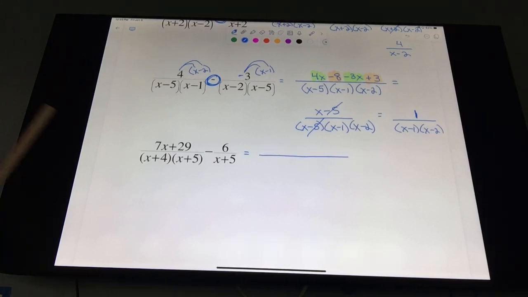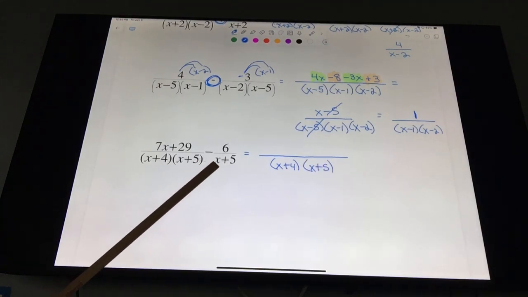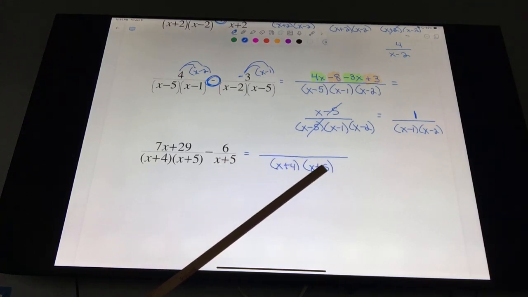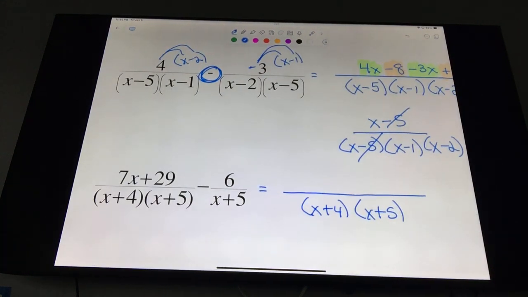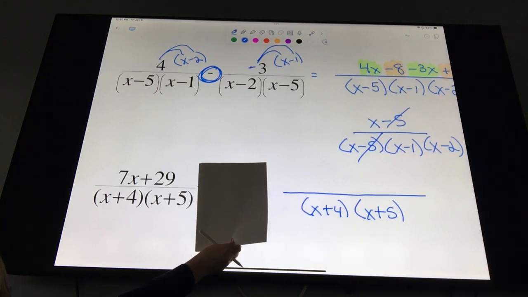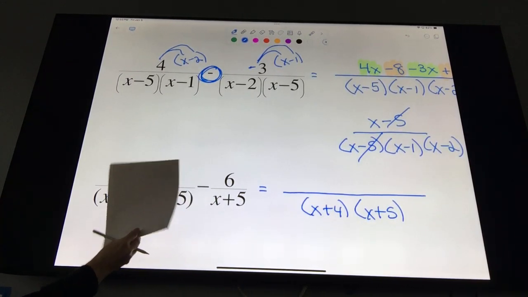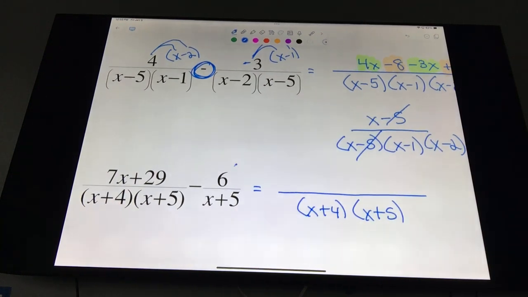Okay, last one. Common denominator, start on the left. I need x plus 4. I need x plus 5. Jumping to the second denominator, I already have the x plus 5, so don't write it again. So let's compare. First denominator is missing nothing. They look exactly the same. Second denominator is missing the x plus 4. So I multiply through. Well, actually nothing to multiply there, that just comes over.